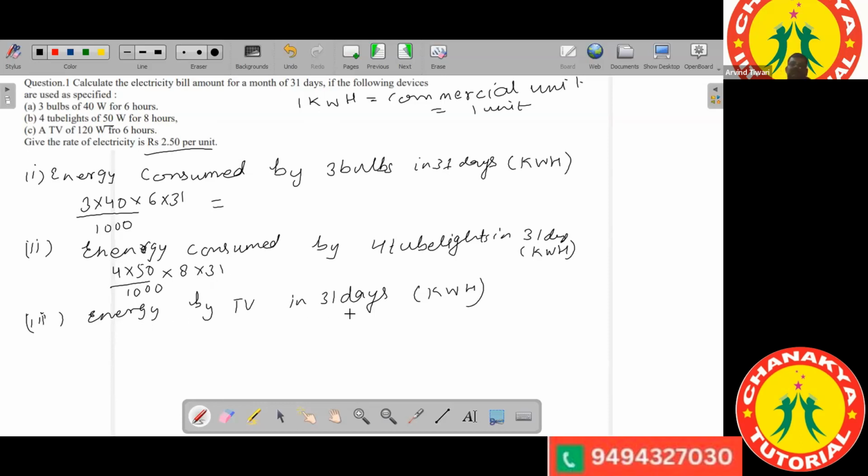The last one, energy consumed by the TV, again in the same way, it will be 120 and there is only one, so 120 multiply 1, divide by 1000 and multiply by the time. The time here is 6 hours. So 6 into 31.